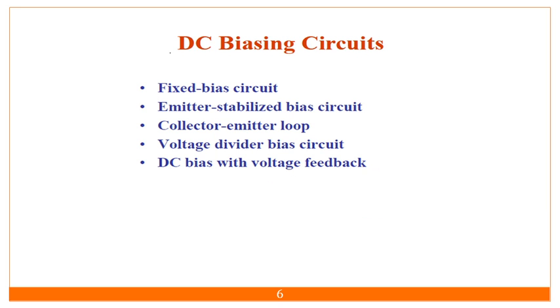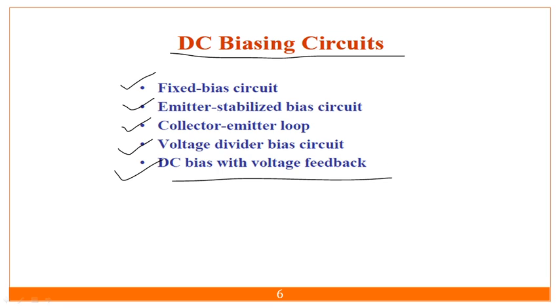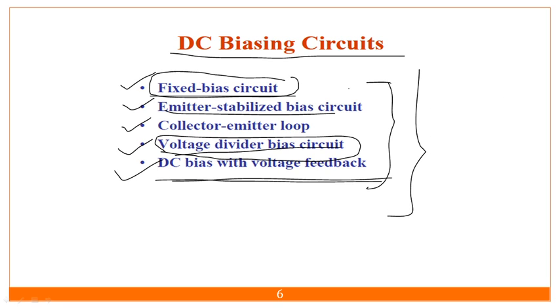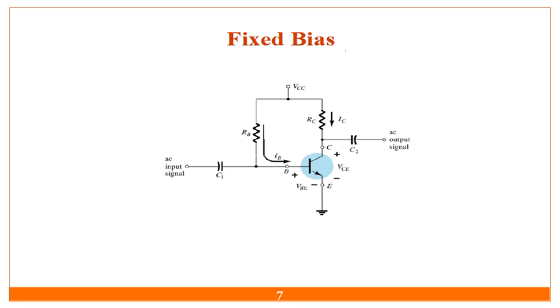There are 5 types of DC biasing: the fixed bias, emitter stabilized bias, collector emitter loop, the voltage divider bias, and DC bias with voltage feedback. I have already told you that the voltage divider bias is an important technique, and we have to learn each and every technique because each has its own significance. We have to learn in detail what exactly is meant by fixed bias, emitter stabilized bias, collector emitter loop, voltage divider bias, and DC bias with voltage feedback.